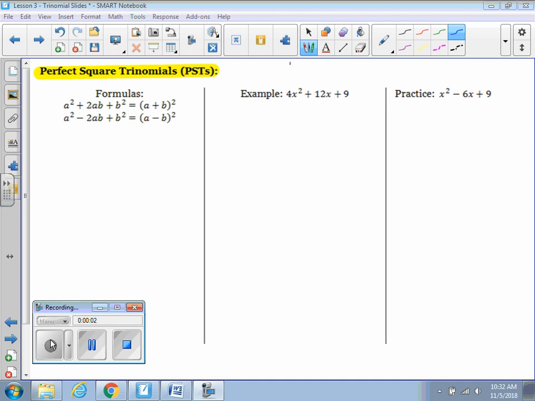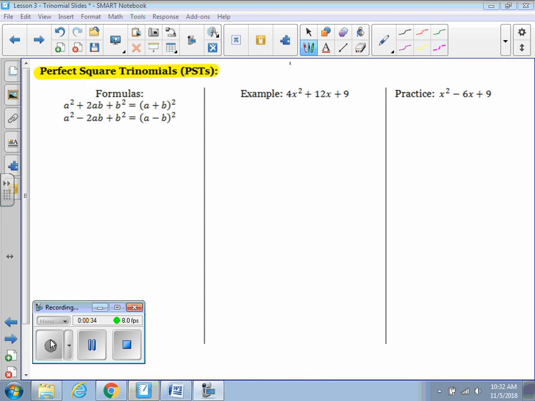Hey guys, so in this video I'm going to talk a little bit about perfect square trinomials and how to factor them. What's important is you have to be aware of what they look like. So if you have a trinomial with a perfect square at the front and a perfect square at the back, and the middle term is of the form 2 times a times b, then you have a perfect square trinomial, and it's always going to factor to a plus b whole quantity squared.